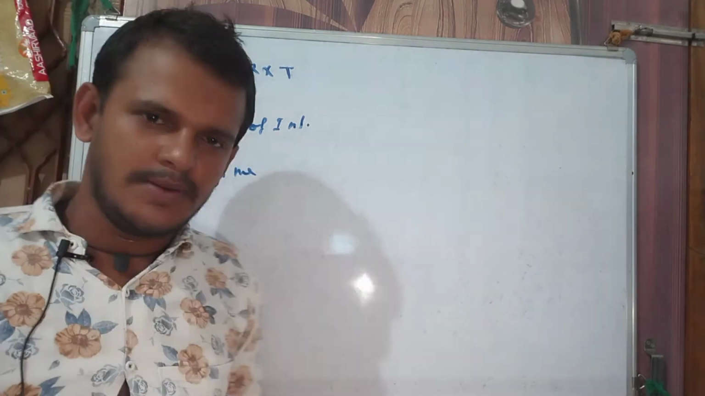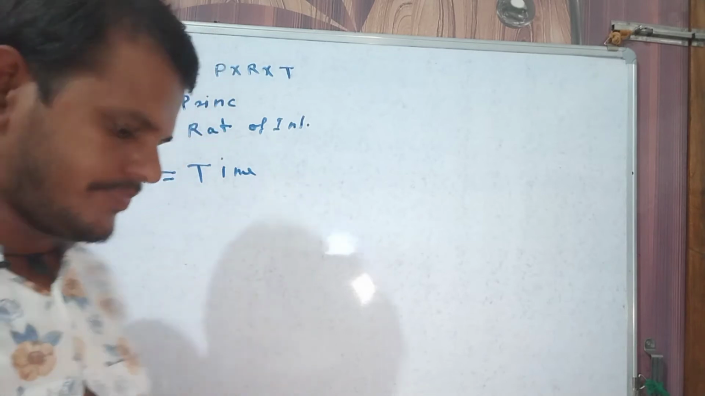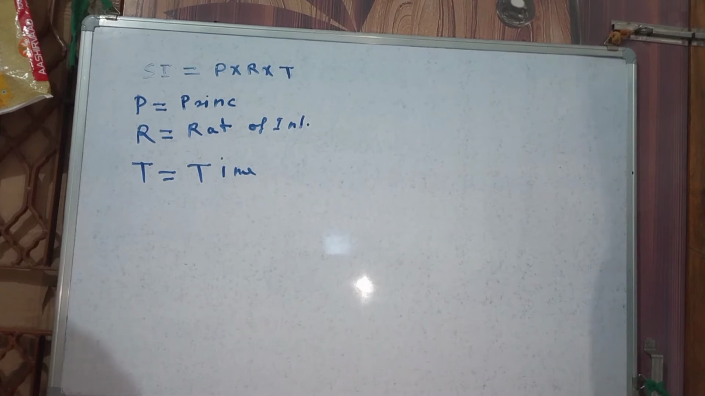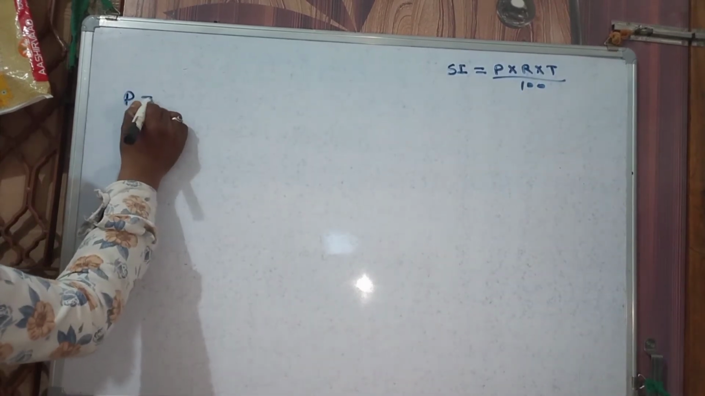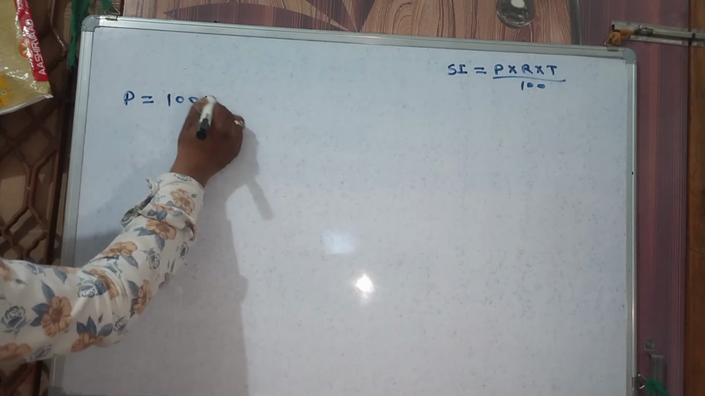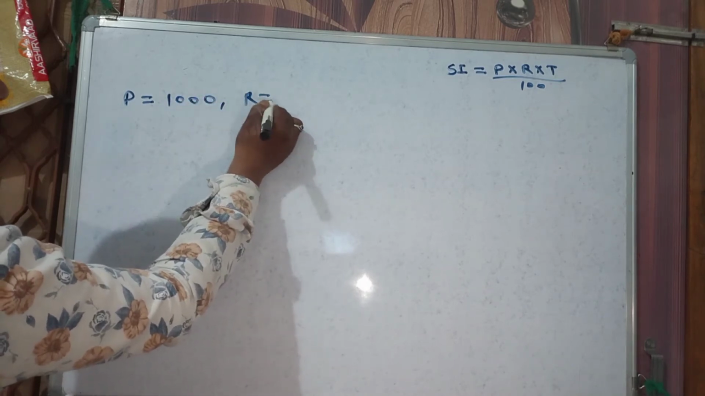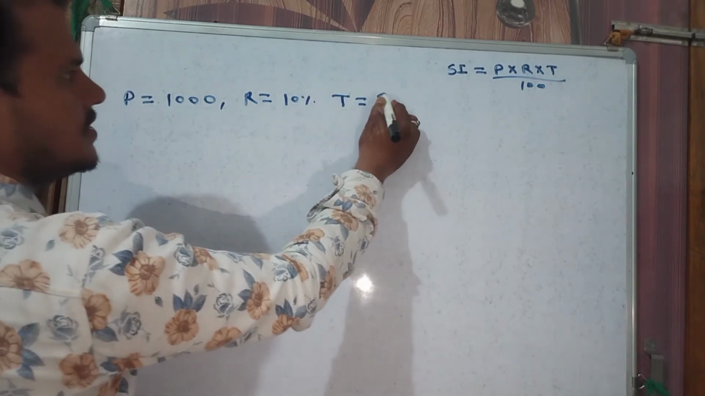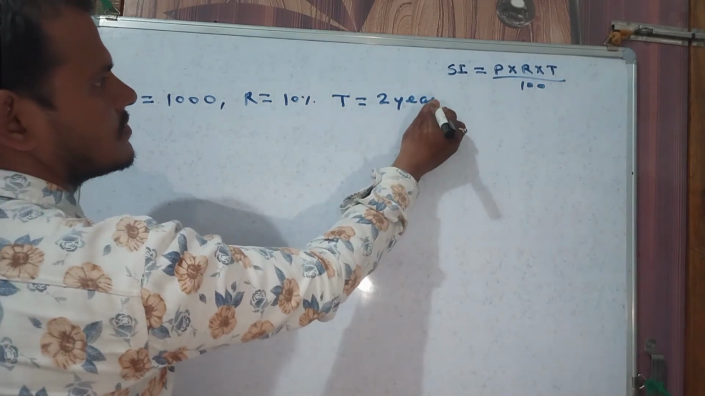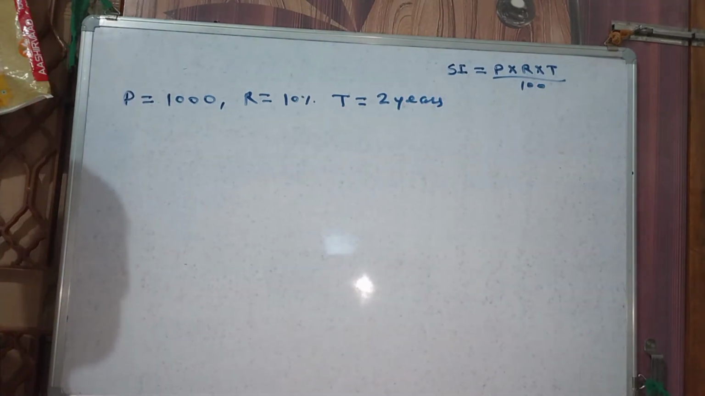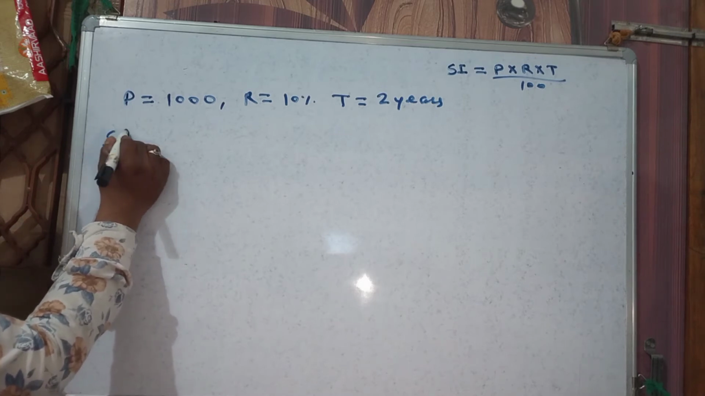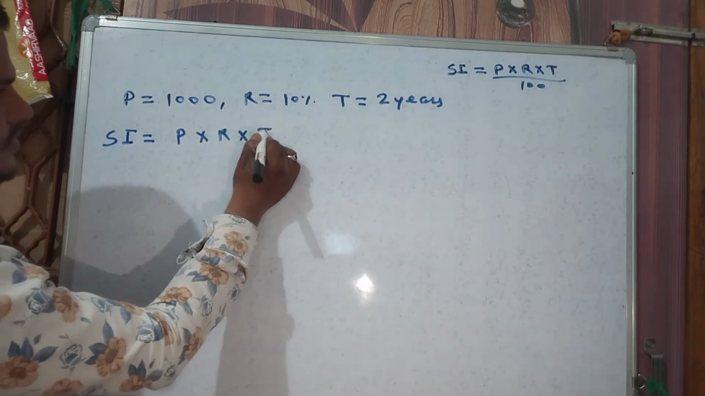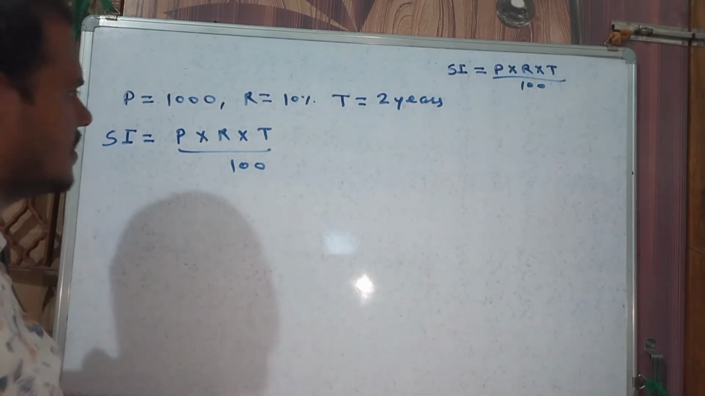Let's understand with an example. Given P equal to 1000, R equal to 10% and T equal to 2 years. What will be the simple interest? So see here, simple interest equals P into R into T by 100. This is the formula of simple interest.